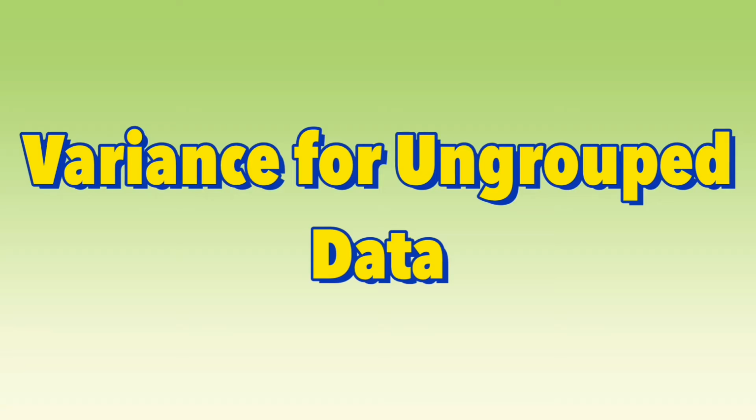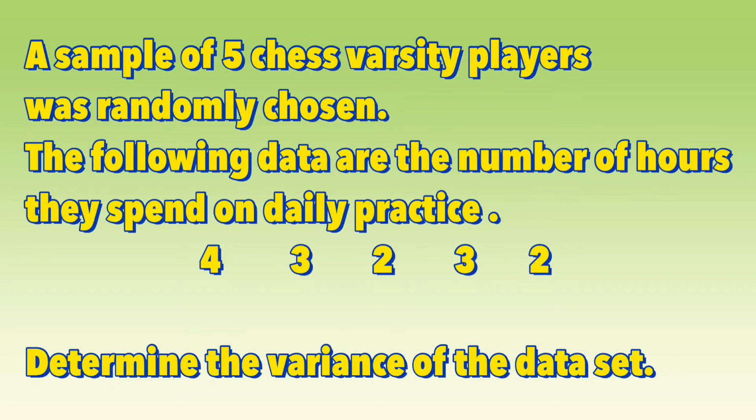Sample number 3: a sample of 5 chess varsity players was randomly chosen. The following data are the number of hours they spent on daily practice: 4 hours, 3 hours, 2 hours, 3 hours, 2 hours. Question: determine the variance of the data set.